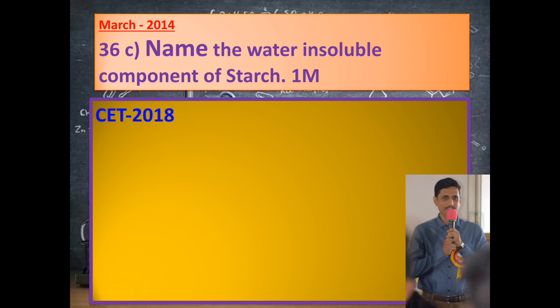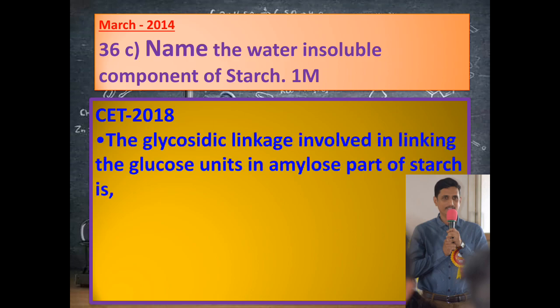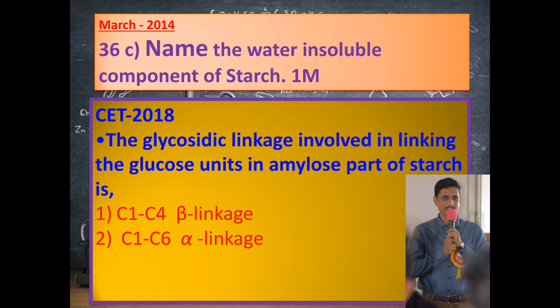One more question. This question was asked in the 2018 CET examination. The question is like this: the glycosidic linkage involved in linking the glucose units in the amylose part of starch is? Read the question carefully. The options are: C1C4 beta linkage, C1C6 alpha linkage, C1C6 beta linkage, and C1C4 alpha linkage.